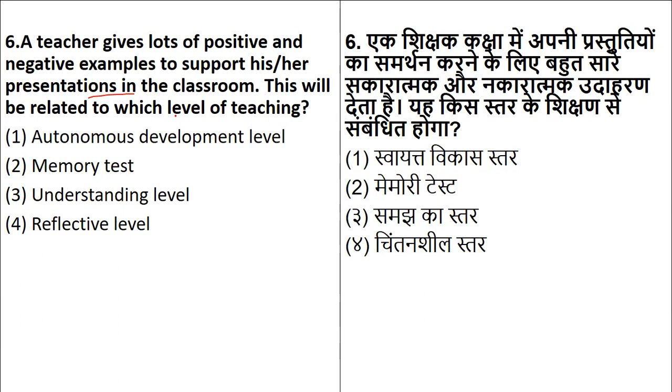Memory level is in the form of your level which is least thoughtful, and that is a base. Understanding level is basically a level which will be helping you to get a clarity on the subject matter. Reflective level will help you to understand the problems very well and solve the problems more from your efforts as a student rather than the help of the facilitator or teacher, right? Autonomous development level is something called as self-centered development, right?